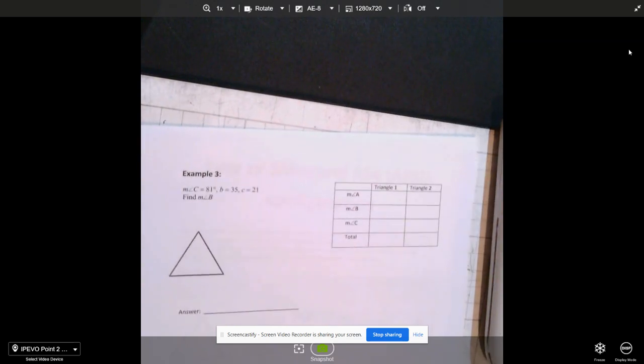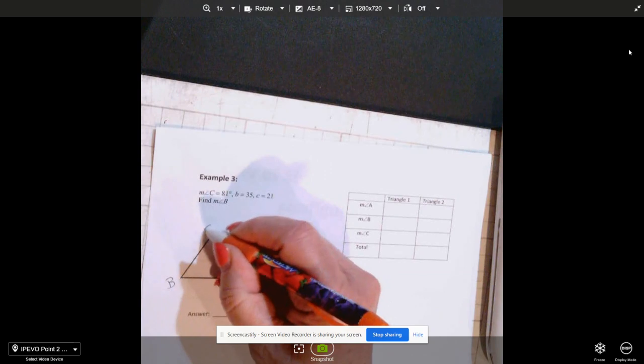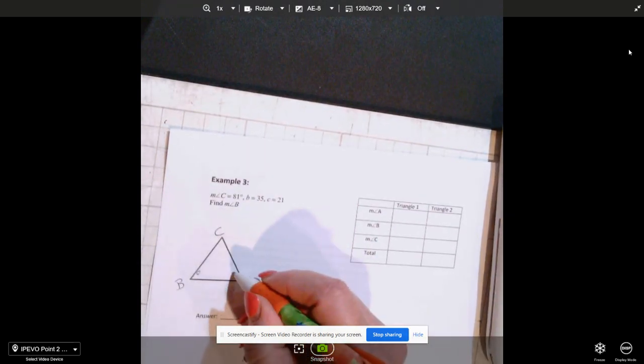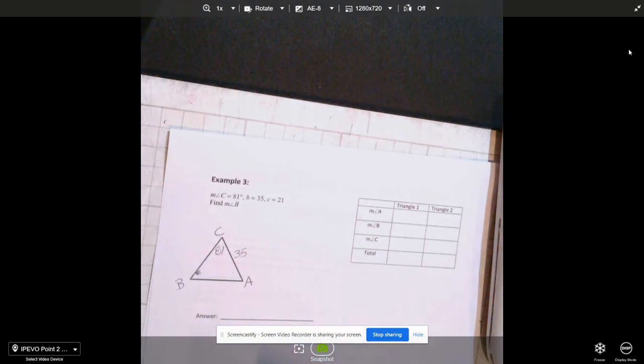All right, let's take a look at the last example. I'll label this one again just a little bit differently. Here, I'll start A, B, C. It tells me the measurement of angle C is 81. Whoops, sorry. Angle C is 81. Side B is 35, and side C is 21.